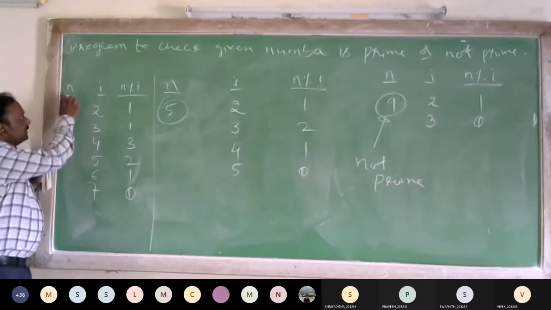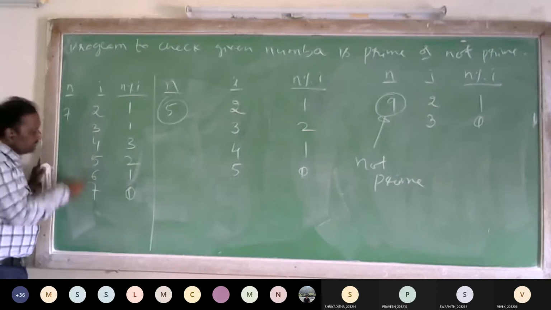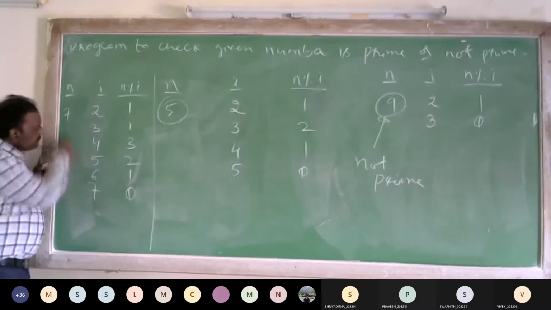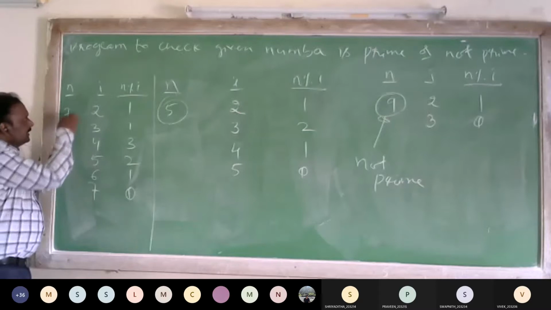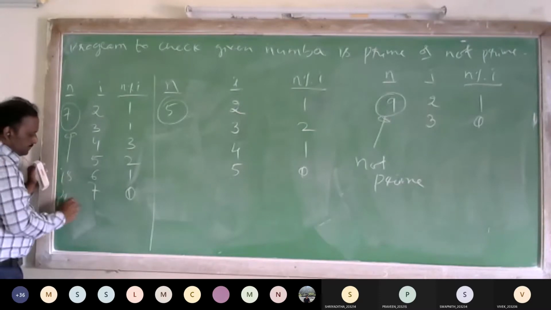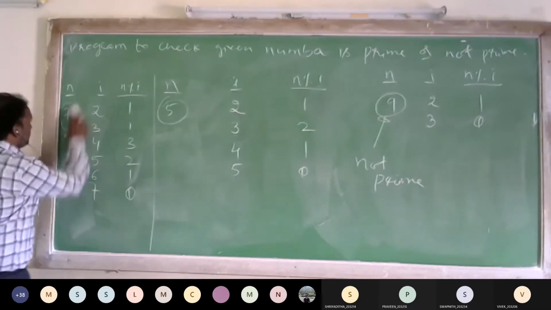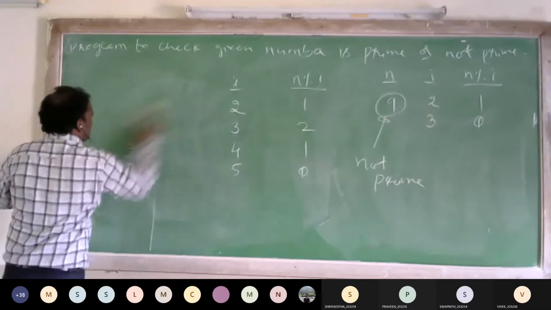Then you check whether the given number and the value of i are the same. That is, 7 is divisible by itself. If 7 is divisible by itself, then we say that the given number 7 is a prime number. Is prime. Now I will write the program for this prime number.